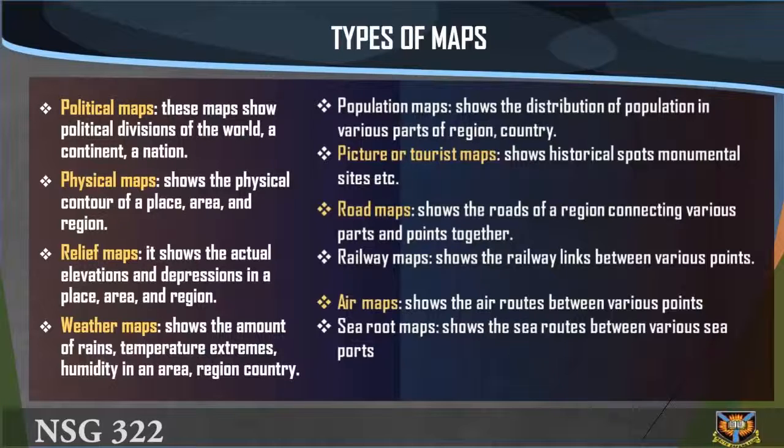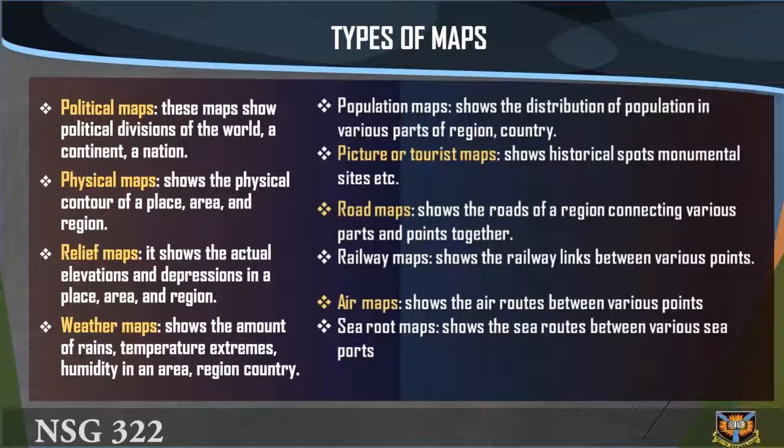Relief maps show the actual elevations and depressions in a place, area, and region. Weather maps show the amount of rain, temperature extremes, humidity in an area, region, country. Population maps show the distribution of population in various parts of a region, country. Picture or tourist maps show historical spots, monumental sites, etc. Road maps show the roads of the region connecting various parts and points together.